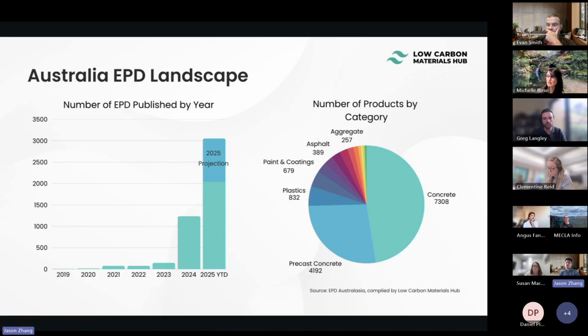Of course, concrete is the hot topic, and it is the most carbon intensive material for building and civil projects. Over 40%, almost 50%, of the concrete products published are in situ, and almost 30% are precast concrete. Following that are plastics, steel, paints, and all the others catching up. Previously it was predominantly just concrete products, but from this year we're seeing more and more manufacturers providing EPDs.